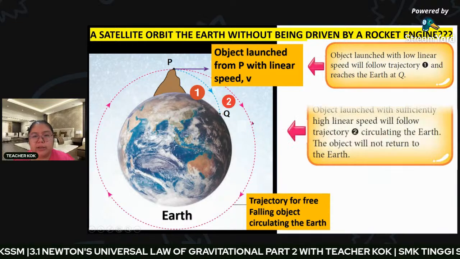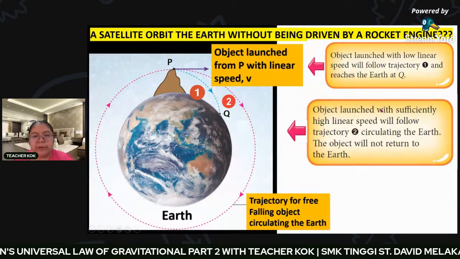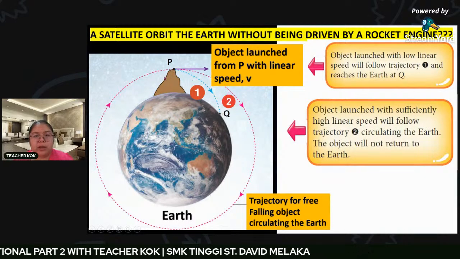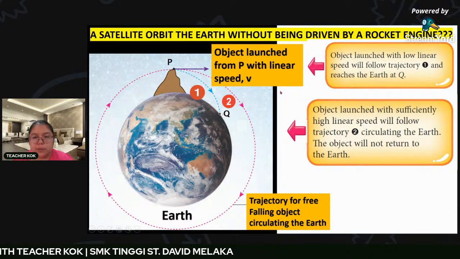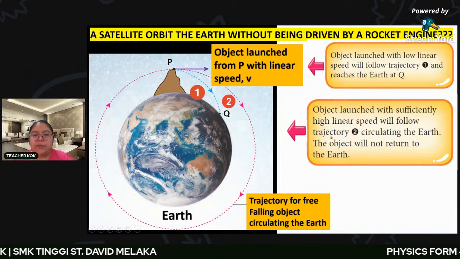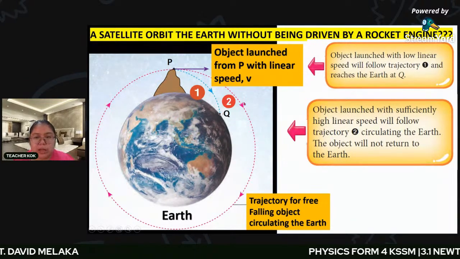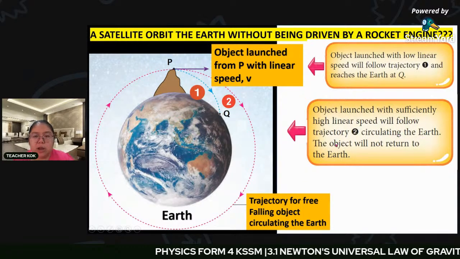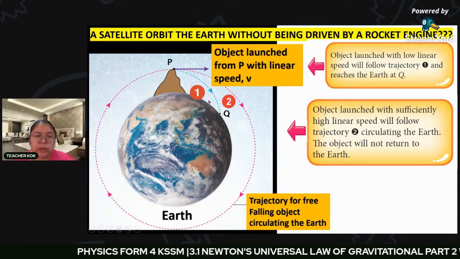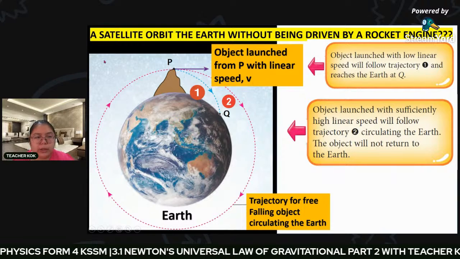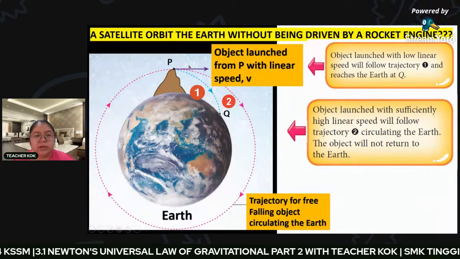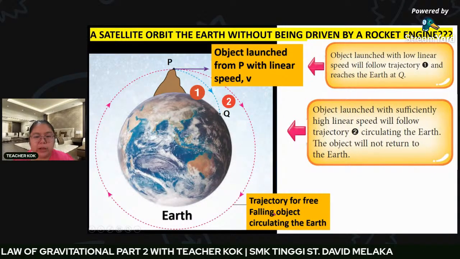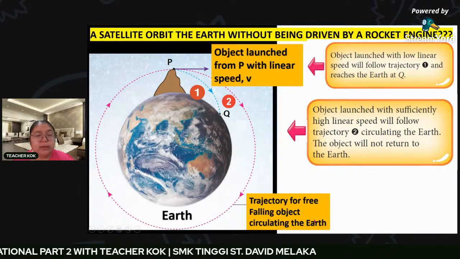When they launch with a sufficiently high linear speed, you can find they will use trajectory 2. What is trajectory 2? It is circulating the Earth. The object will not return to the Earth. They will continue swinging, surrounding the Earth. So this is the trajectory for free falling objects circulating the Earth.